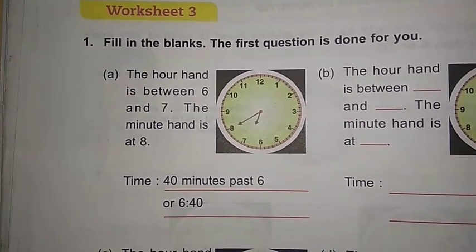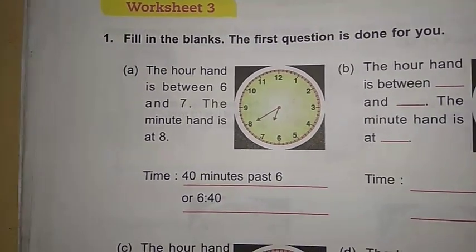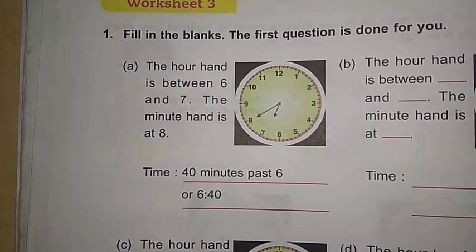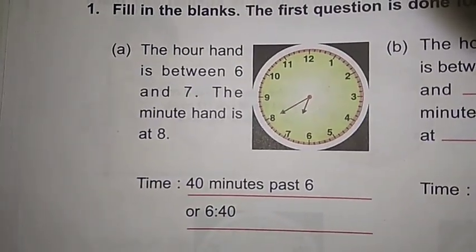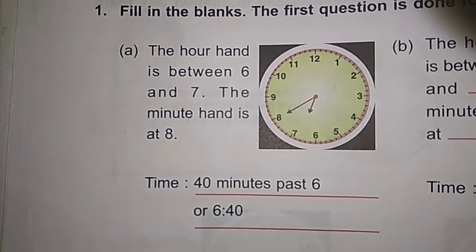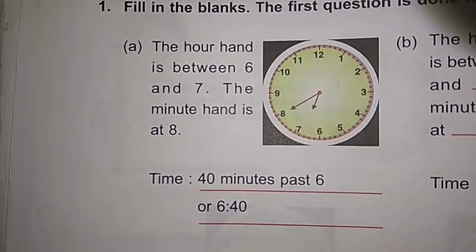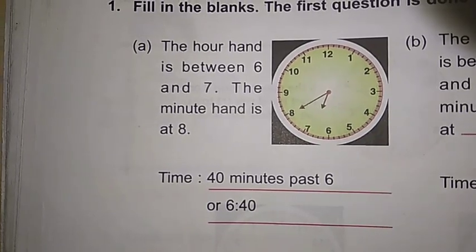Now see your book, worksheet 3, question number 1a. The hour hand is between 6 and 7. The minute hand is at 8. So it is 40 minutes past 6.